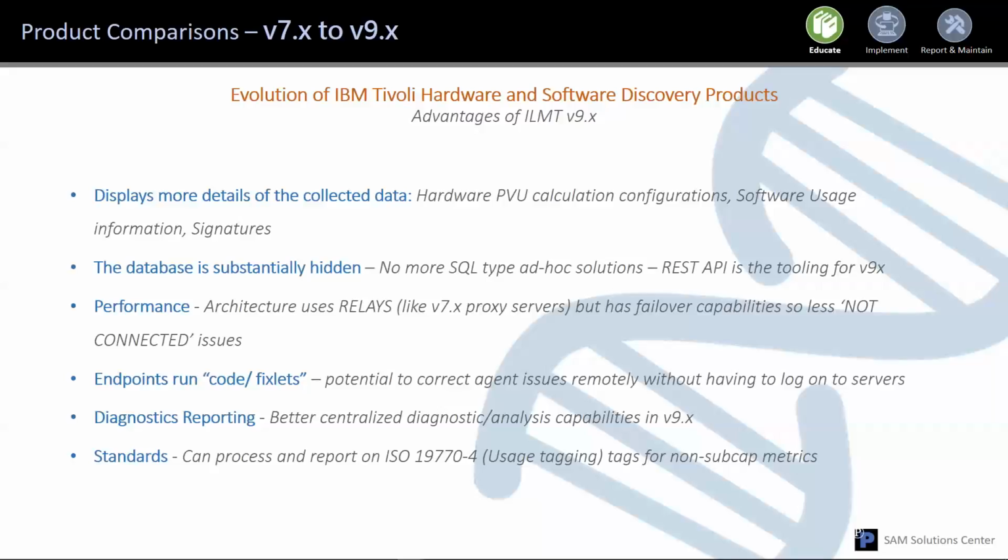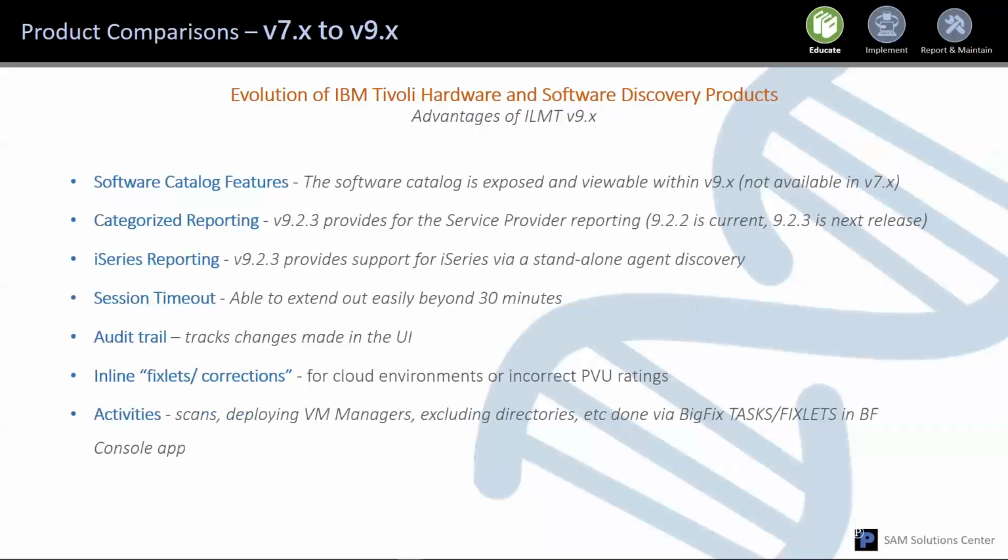Better diagnostic reporting, absolutely, and more importantly, because the agents have some intelligence to them, we can indeed harvest information centrally that would have been more difficult in version 7.5. We've already talked about the last bullet, the 19774 for the non-subcap metrics. Let's move to the next slide.